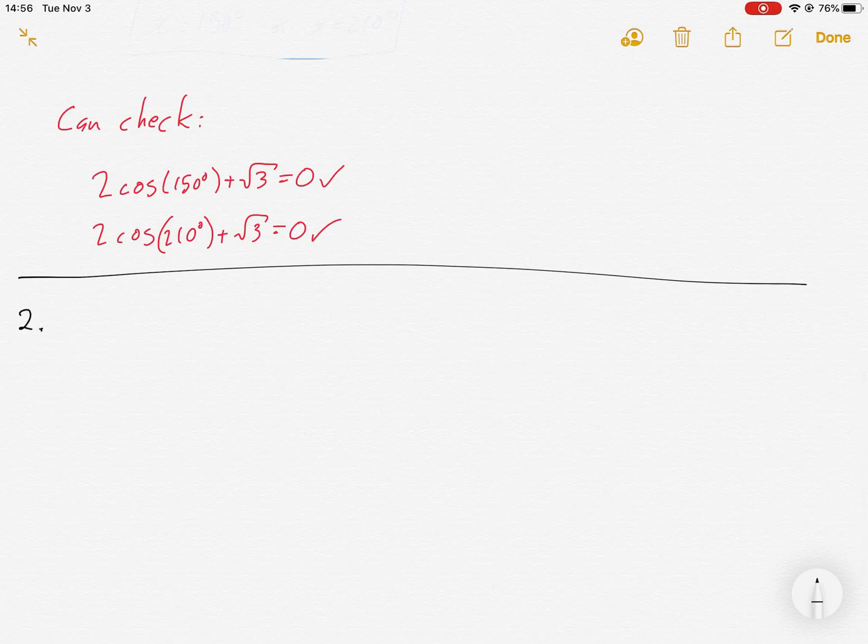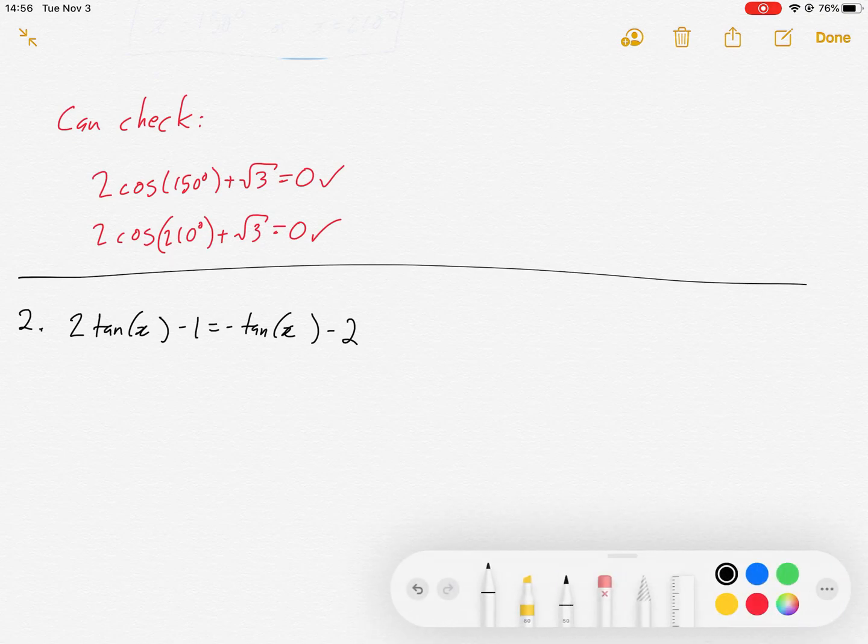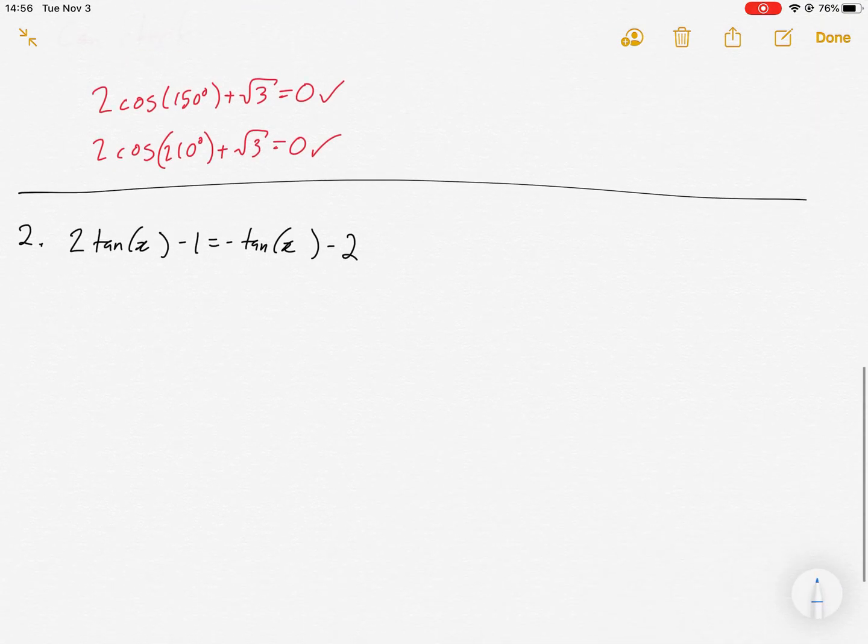Let's try another one. That one was pretty straightforward, hopefully. This one will have to do a little bit more work, but it's still going to be a linear equation. So let's do 2 tangent of x minus 1 equals negative tangent of x minus 2. Okay, so notice the tangents are on either side of the equation.